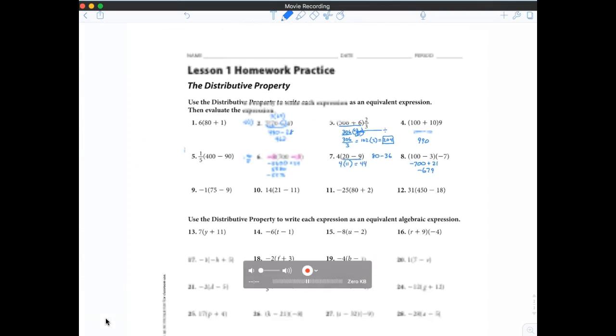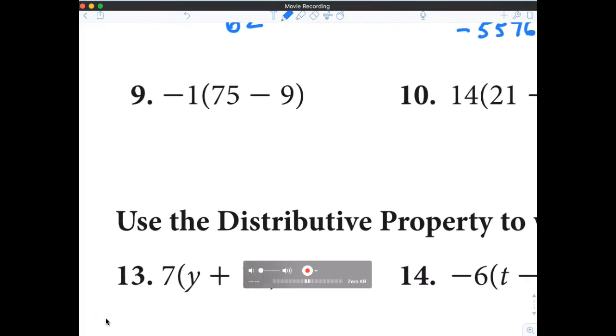Let's check out number 9. Oh, this one's easy. What's 75 minus 9? Now, let's say, again, this is a good example. 75 minus 9 is 75 minus 10, then add 1. What's 75 minus 10? 66. Is everybody with me on this?